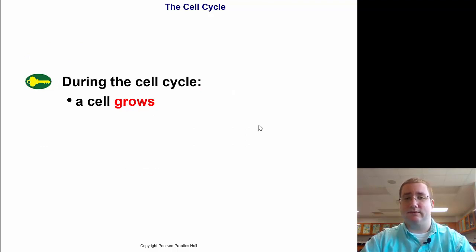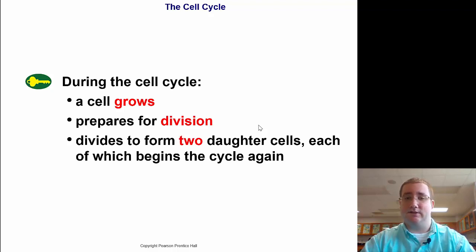So during the cell cycle, the cell obviously needs to grow. It's going to then prepare for cell division, and it's actually going to do that cell division. It's going to divide and create 2 identical daughter cells. And then the entire cycle will begin again with each of the 2 identical daughter cells.